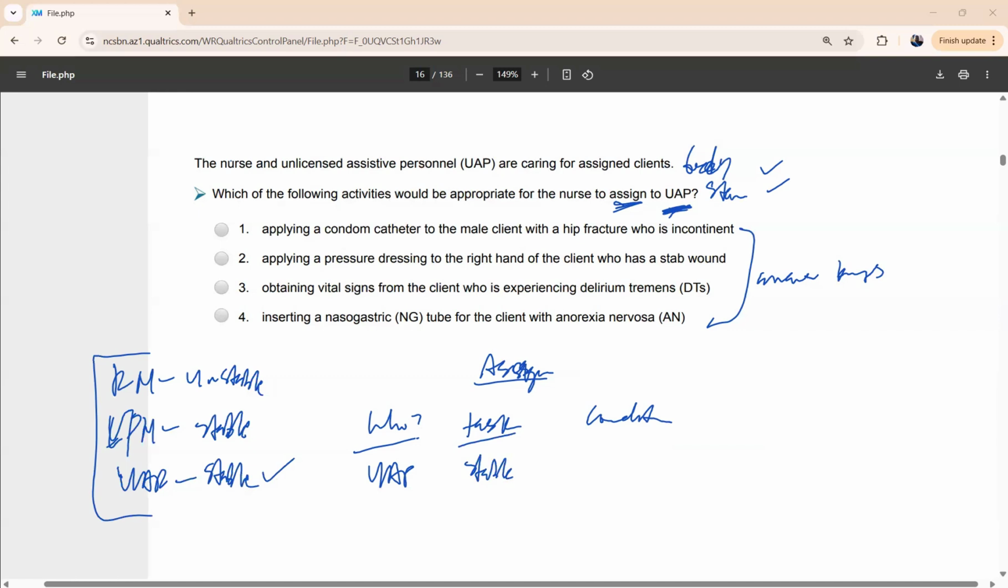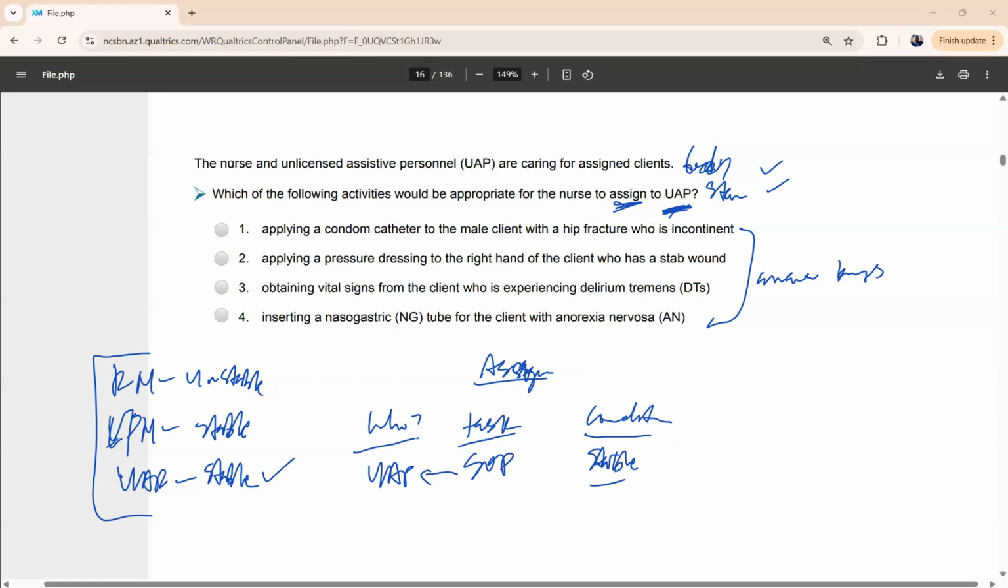The task. I expect the task to be within the scope of practice. When we are thinking about the task, the task should be within the scope of practice of the UAP. So the condition should be stable. This is where I think about the condition. The condition should be stable. Don't mind me.